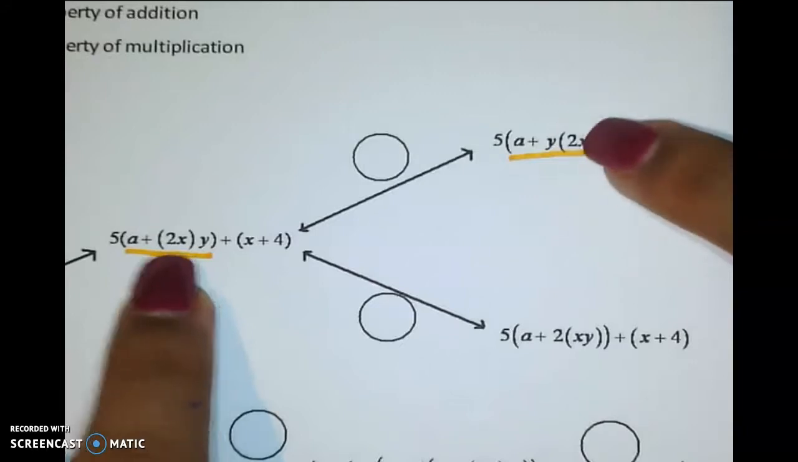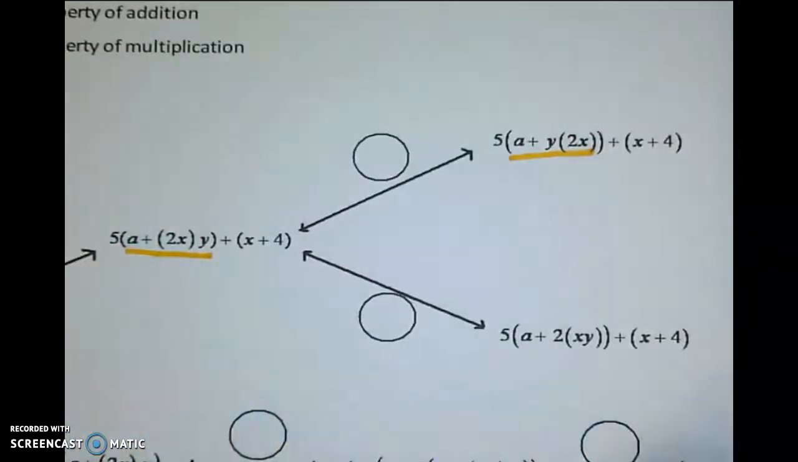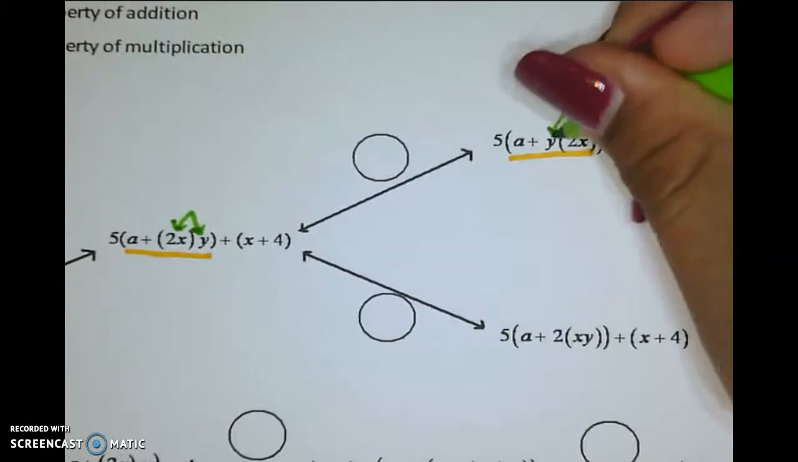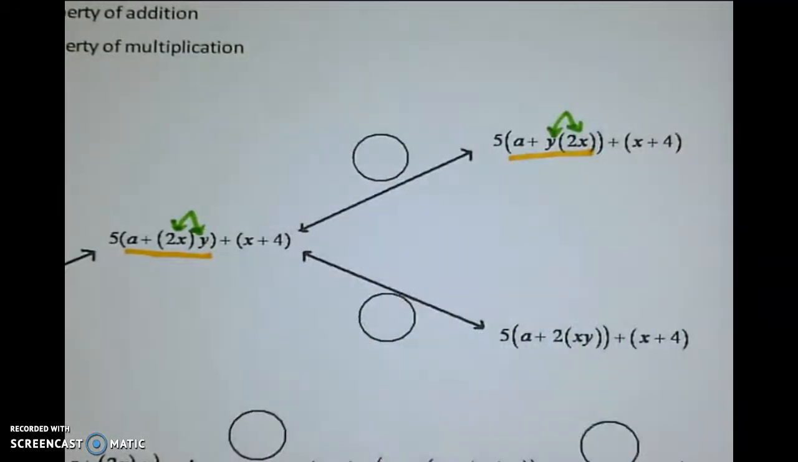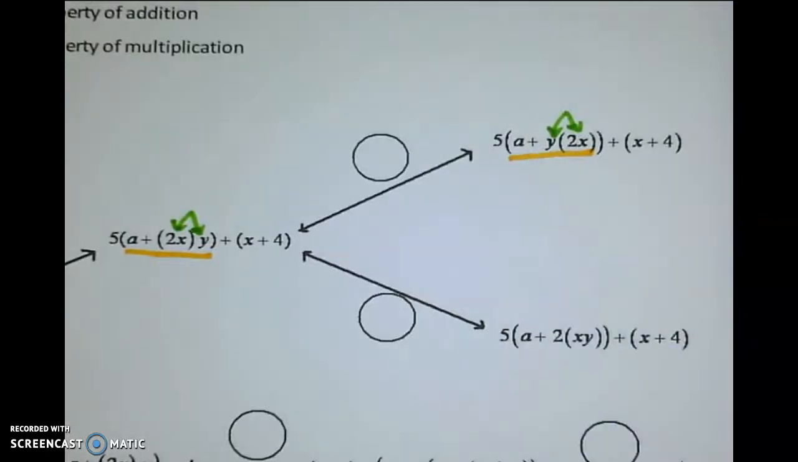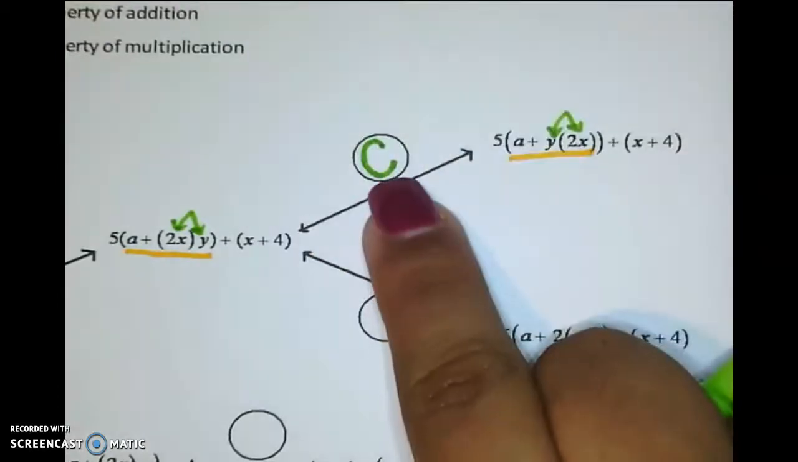Well, the only thing that is different between the first one and the second one is that the y changed places. If the y changed places, then that means the order changed. If the order changed, then I know it's going to be using my commutative property. I'm going to represent it as a C for this problem.